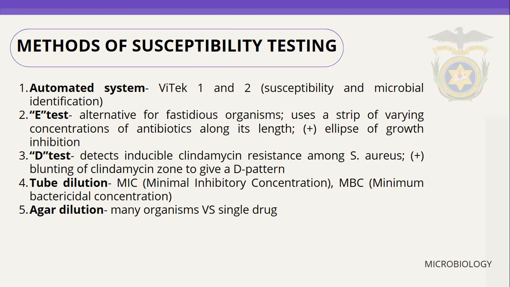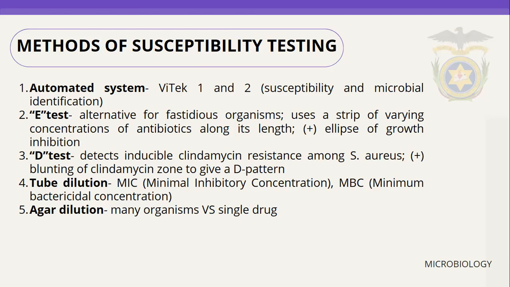Number two, we have our ETAs, and ETAs are used as an alternative for fastidious organisms. So it uses a strip of varying concentrations of antibiotics along its length. So the positive result here in the ETAs is the ellipse of growth inhibition.